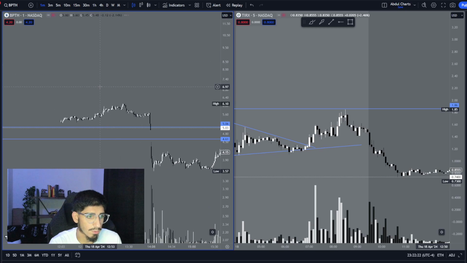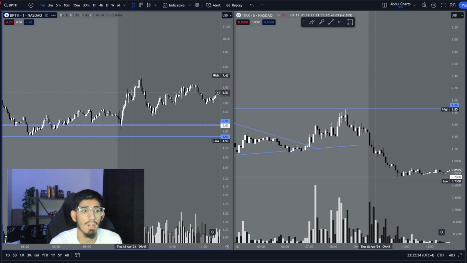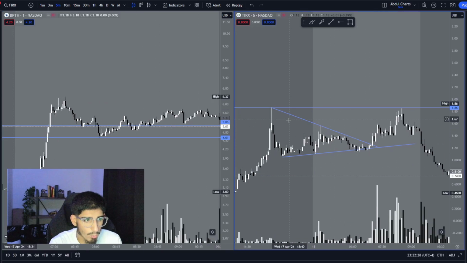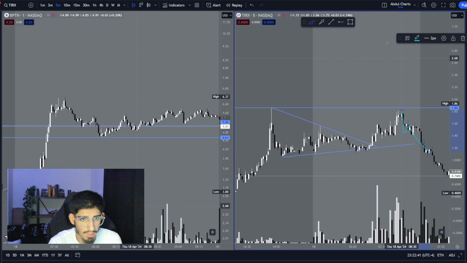Now, why did I take this play and how did I know that this would be the parabolic mover? Well, let's look at this. You guys can see that over here, we kept breaking over highs. We kept breaking over highs. Over here, we never consolidated, right? It was way too fast. We rejected so fast and we had no time to consolidate.